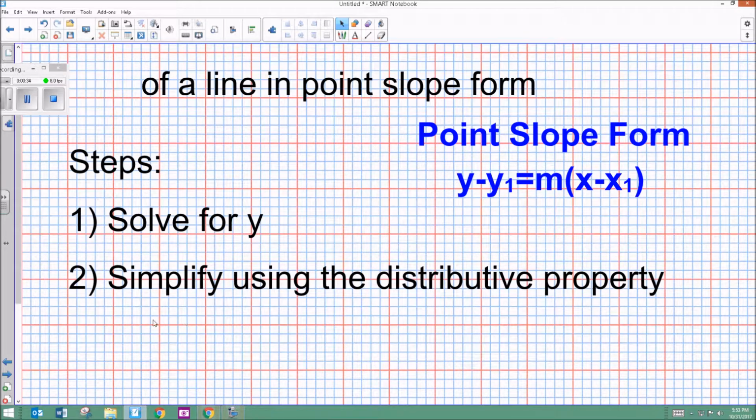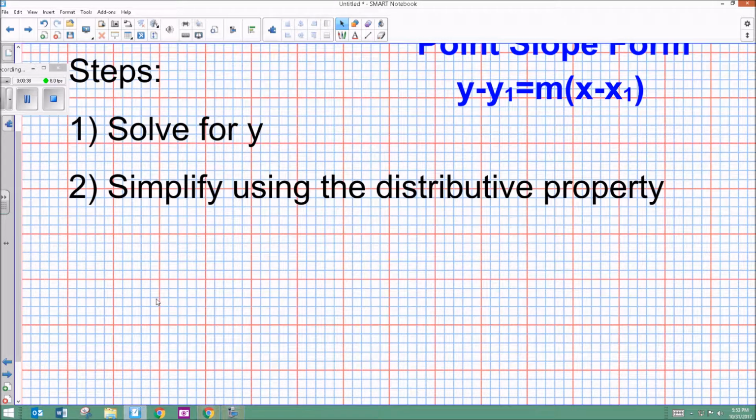So let's take an example. Let's say we have the example of y plus 3 equals 1/2 x minus 2. Okay? So let's say this is our example here.